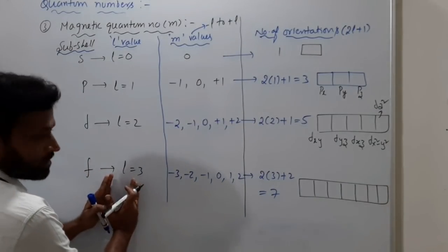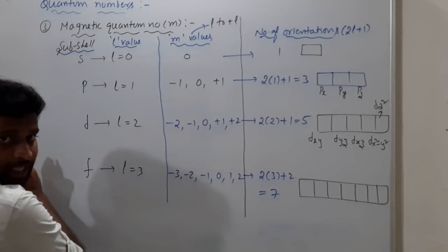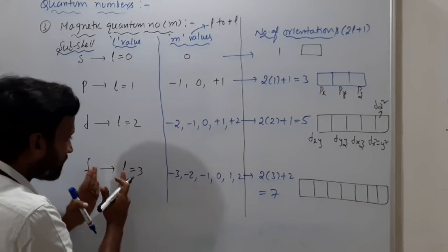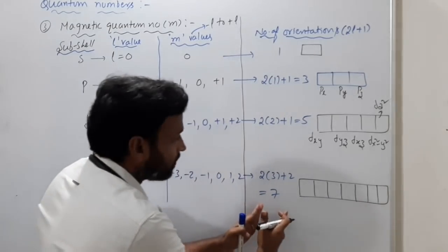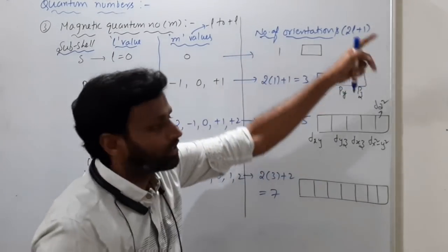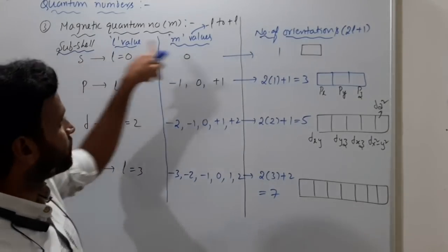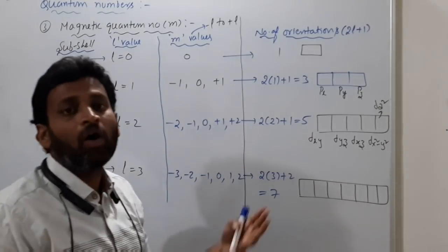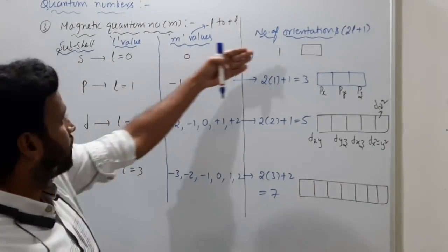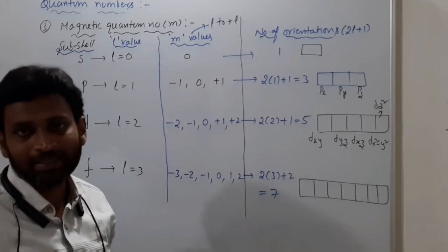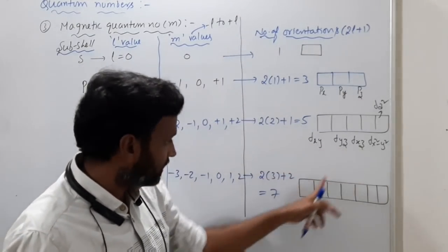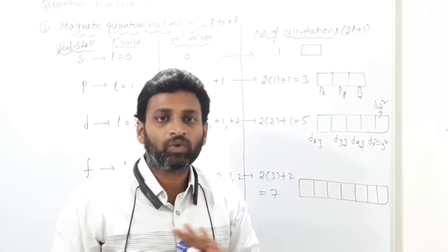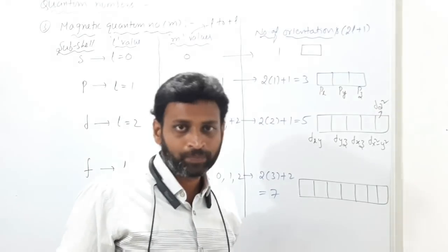Understand? Subshells present in a shell: in a shell, how many subshells? 0 to n-1. Now in a subshell, how many degenerate orbitals? 2l plus 1. S subshell has 1 degenerate orbital, P subshell has 3, odd numbers: 1, 3, 5, 7 like that. Like dxy, dyz, D has 5, and F has 7. We will discuss this in shapes of atomic orbitals. You have no need to think about that right now.